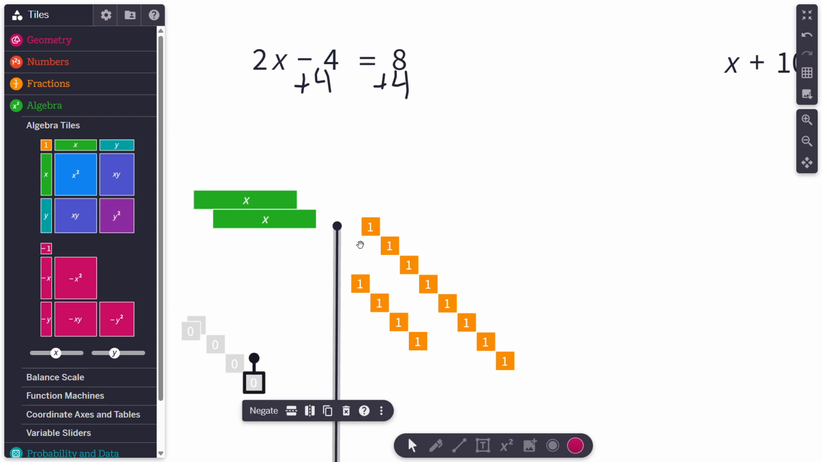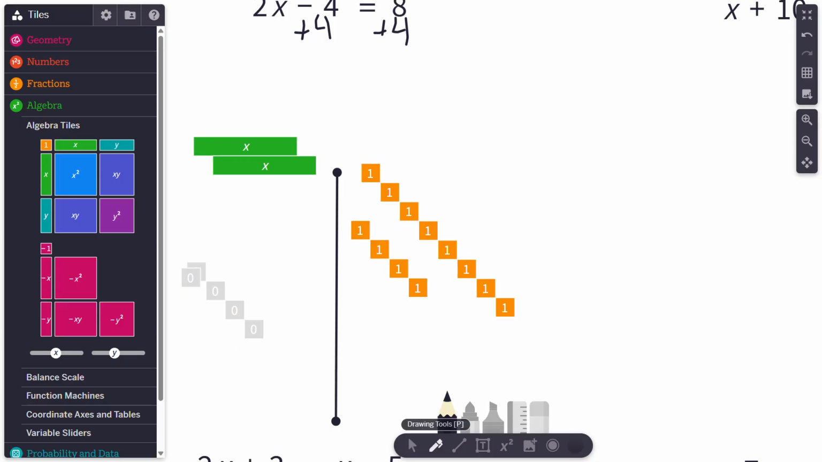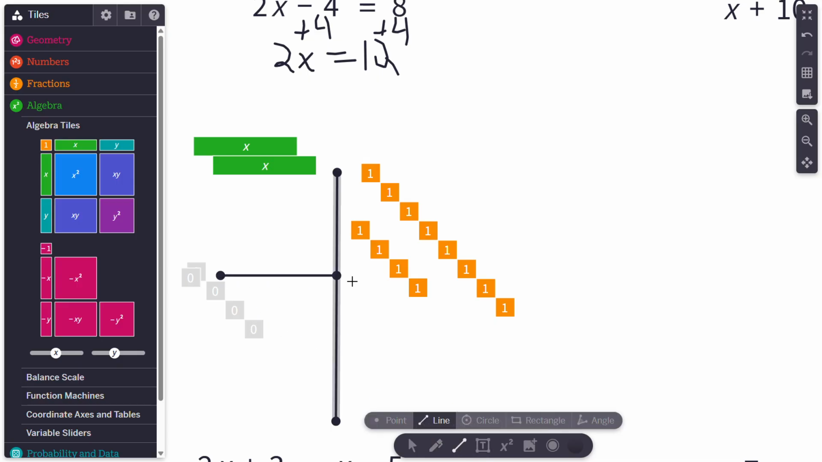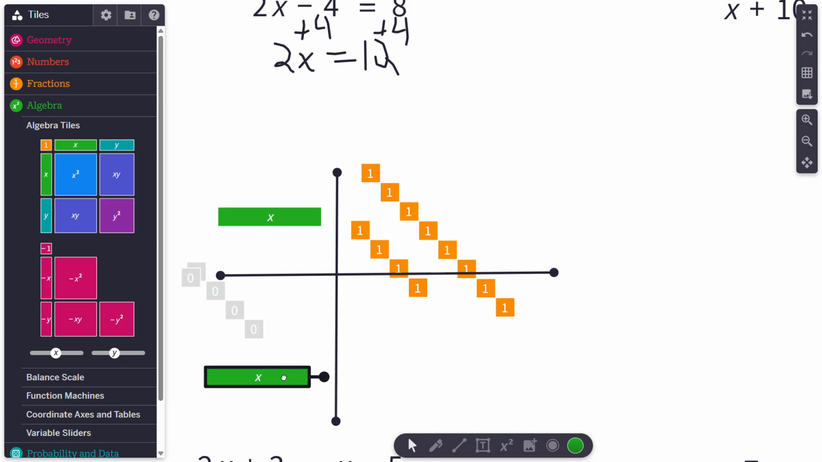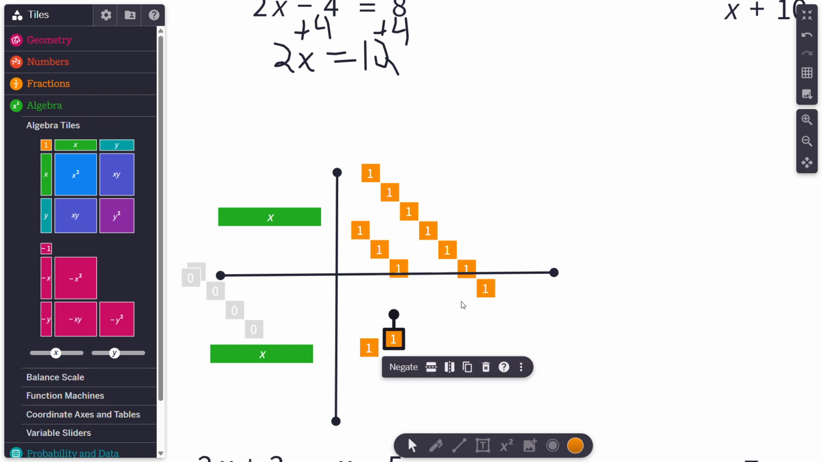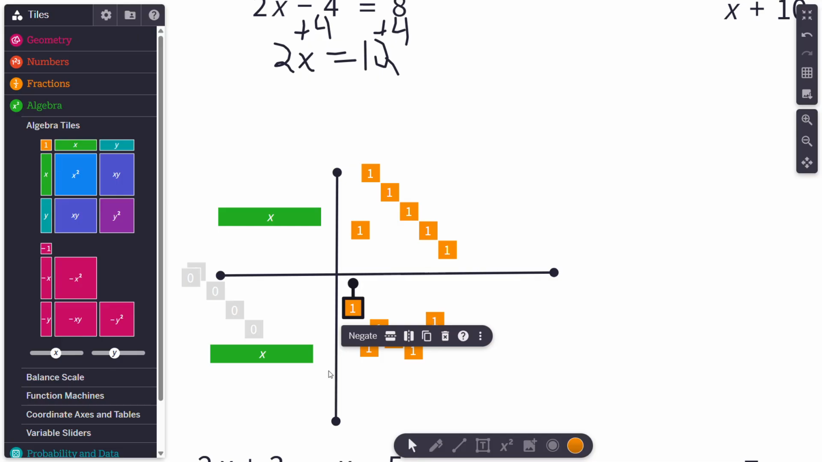So the next step in this equation, that leaves us with 2x equals 8 plus 4 is 12. Correct. Okay, so now to solve this, we just need to divide this evenly. So we'll put a line right through the middle here, and we will move. So we have x, x, and we have to make sure we got 6 on each side, right? 6, 6. So the answer here is going to be x equals 6.